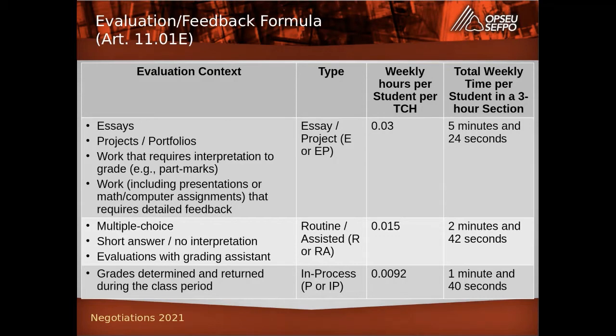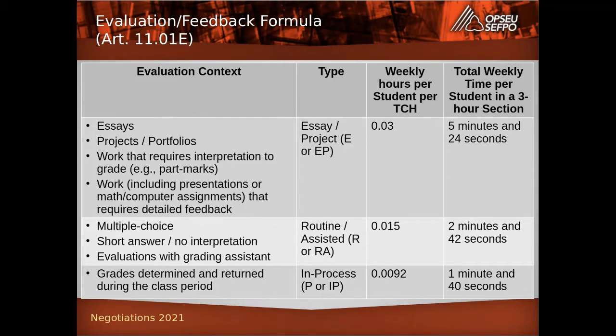The third type of grading that's identified in our collective agreement is called in process, and it's occasionally identified as either P or IP on our SWF. And that is grading that is done where the grade is determined and returned during the class period. So for example, if it's assessing a manual skill, the student performs the skill, the work is graded in the class, no additional time. The student receives the grade during the class. There's nothing that needs to be taken home. There's nothing that needs to be written up. It's just that the student would have the grade at the end of the class period.